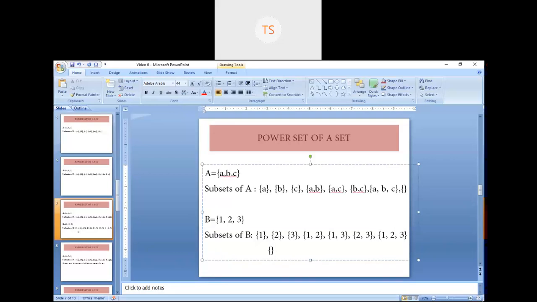Now all of you, are you clear how to write the subsets? See, this is a very important topic for your exam. So are you clear about how to write the power set or the subsets of any set? Are you clear? Yes, ma'am.